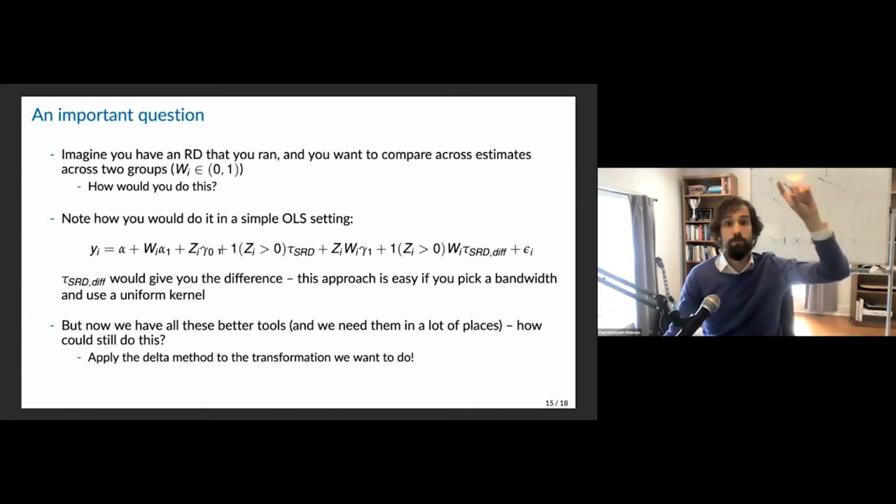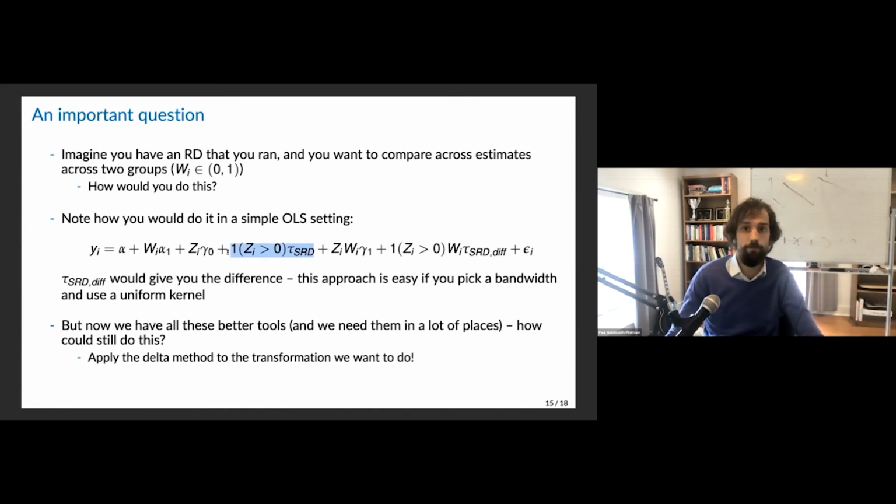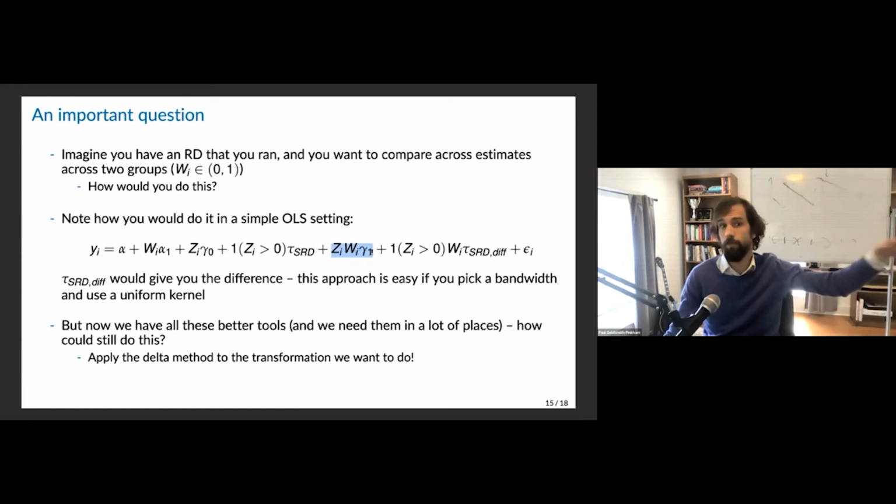And then you should have the jump, right? So that would be my sharp RD effect for the two groups. You should have the interaction. You should have the running variable for the other group, allowing for a different slope. And then you'd look to see if the jump looks different between the two of these, right?